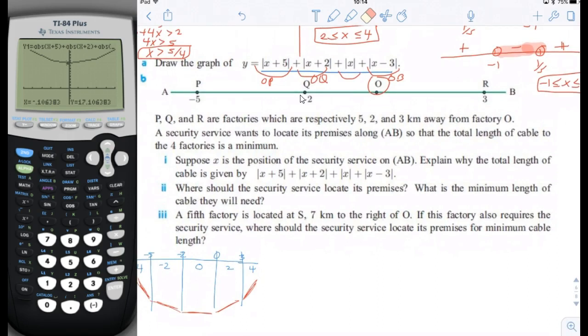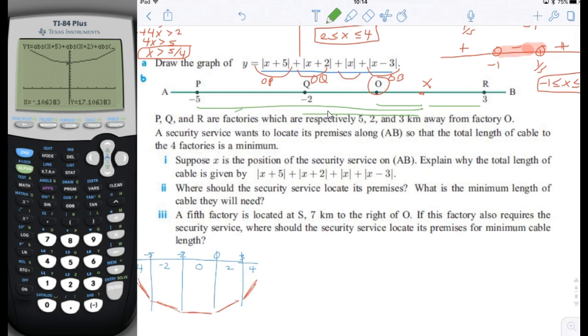Okay, so if you were going to make an equation which figured out the distance from these 4 factories to any given point on the line, let's say that the point on the line is here, we'll call it x, okay? You can see that the distances that you are going to be totaling is going to be this distance, this distance, this distance, and this distance. These are the distances you want to calculate.